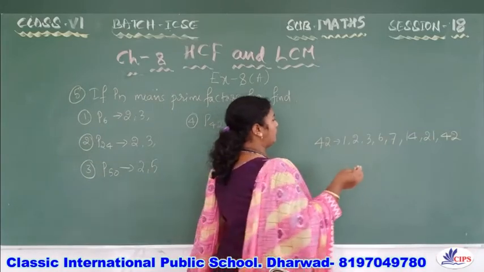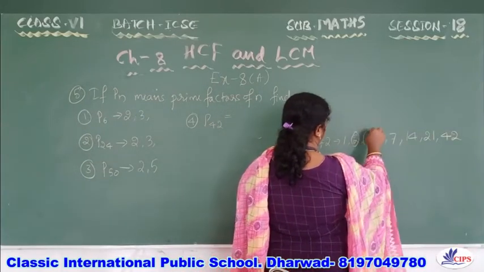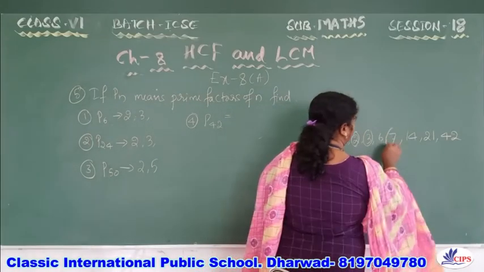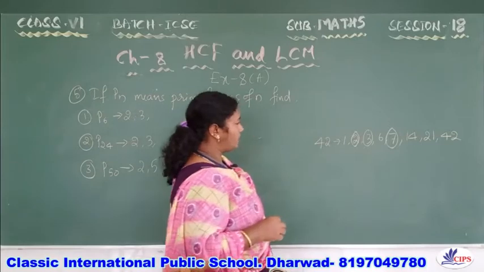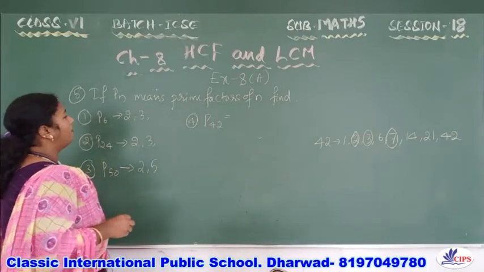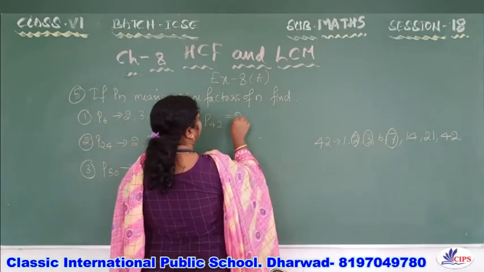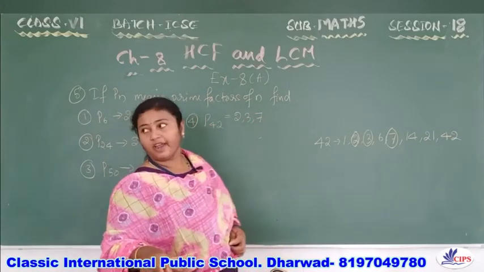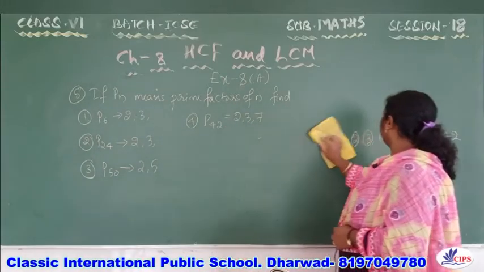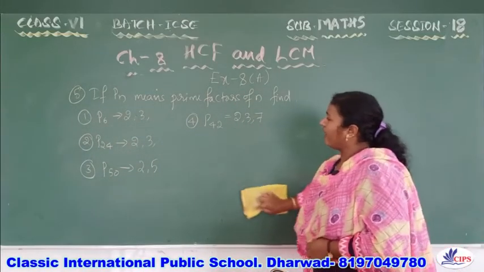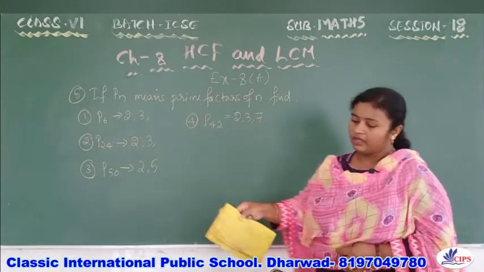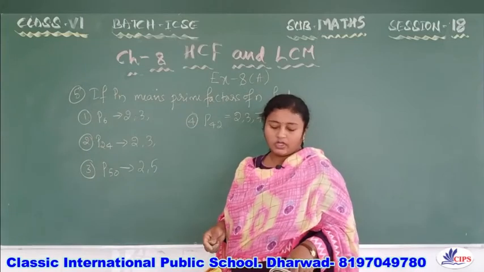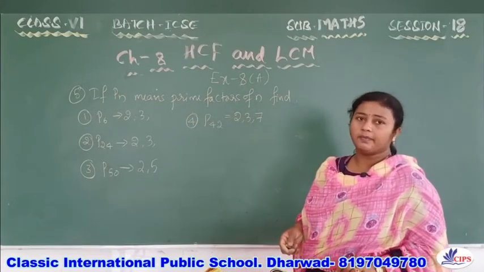So if I ask you to find only the prime factors of these numbers, it is 2, 3, then which other number will you get? It is 7. Yes, the remaining are all composite, so no need to write. So the prime factors of 42 are 2, 3, 7. This is how you find the prime factors of a given number, and this is exercise 8a, which is over now.